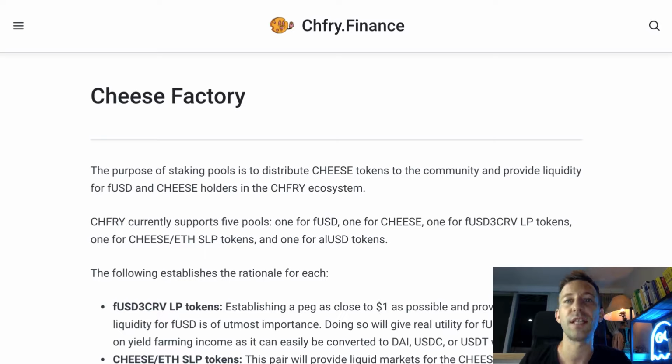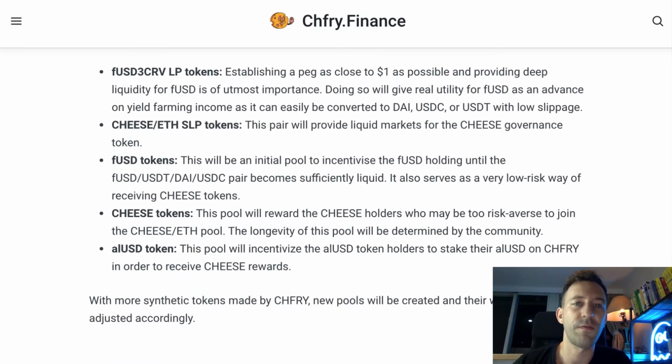The next component is the Cheese Factory. The Cheese Factory is a set of staking pools where you can receive some cheese tokens, the governance token of CHFRY. There are 5 pools available. First, you have the FUSD3CRV LP pool. The purpose of this pool is to establish a peg as close as possible to $1 and to provide deep liquidity for FUSD. First, you provide liquidity on the pool on Curve by providing a combination of FUSD, USDT, DAI, and USDC. You get your LP token, and then you go to the website of CHFRY Finance and you can stake this LP token and you receive some cheese rewards.